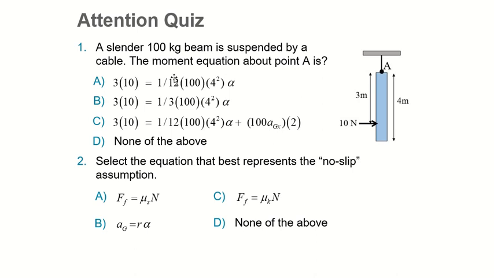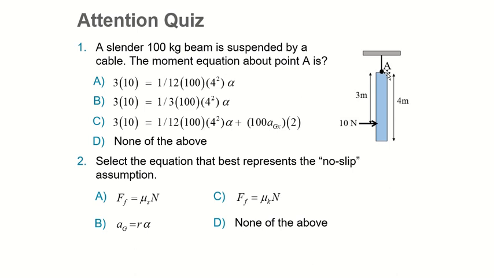All right, so attention quiz. It's kind of like a review quiz here. You have this system set up. There's a beam right there, and there's a cable holding that beam. The 100 kilogram beam is the weight of that. And the moment equation about point A, which is the support A, you have to write.